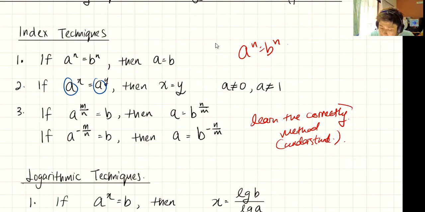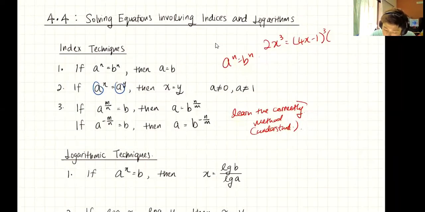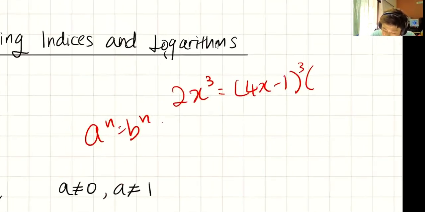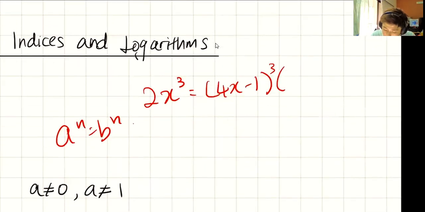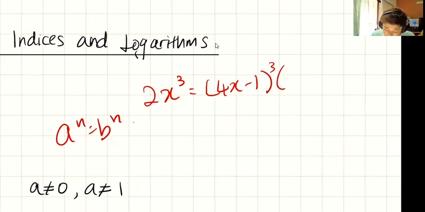If you have, for example, (2x)^3 equals (4x - 1)^3 times, for example, 3^3. You see, there's only one n here, okay? There's only one n here. Do you see one n on the left and one n on the right?